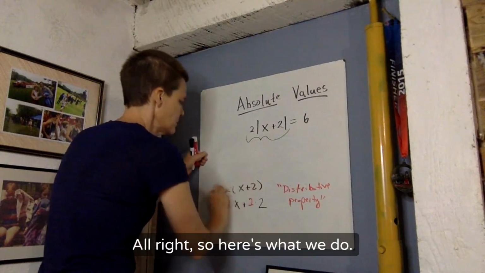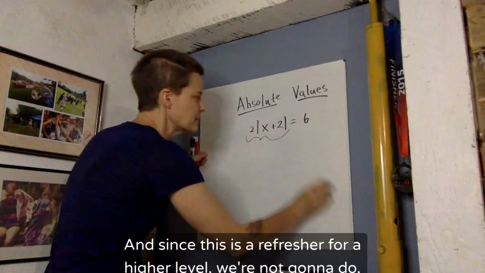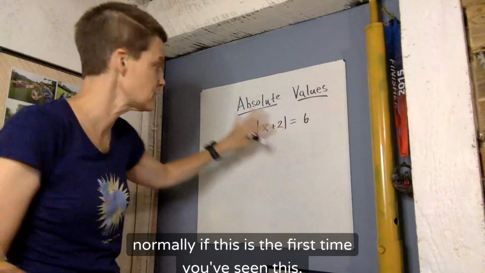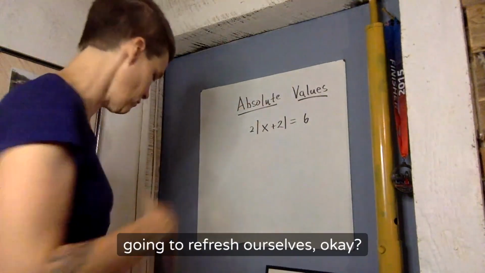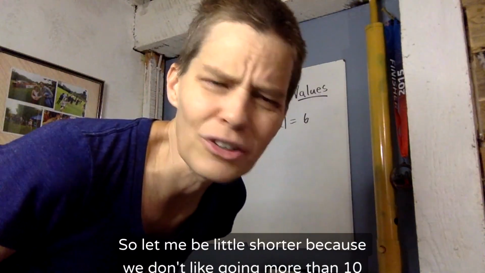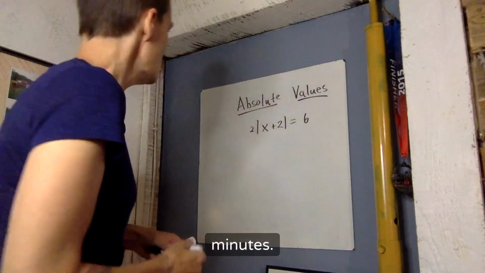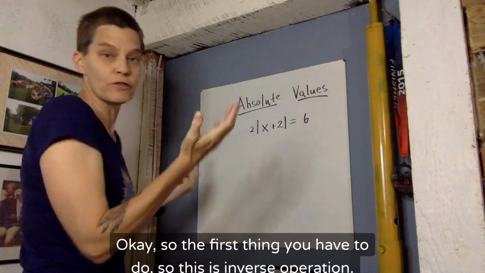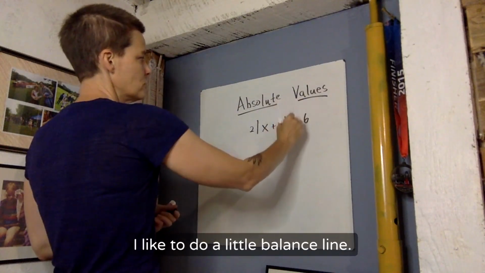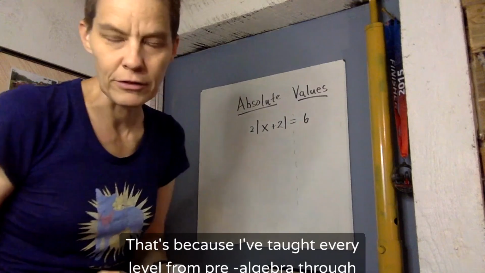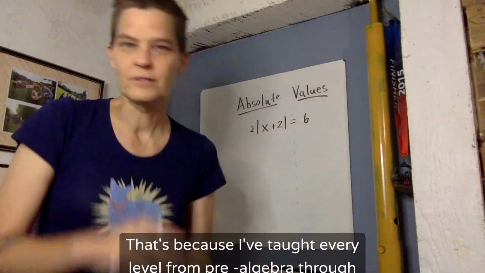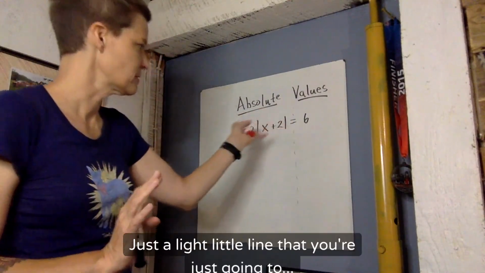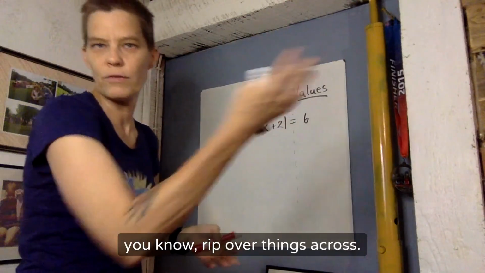All right, so here's what we do. Since this is a refresher for a higher level, normally if this is the first time you've seen this, I may have other videos that do this the first time, but we're just going to refresh ourselves, okay? This will be a little shorter because we don't like going more than 10 minutes. So the first thing you have to do, so this is inverse operation, you find your equal sign. I like to do a little balance line. That's because I've taught every level from pre-algebra through calculus, and this is just a really easy way for people to keep things on track. Just a light little line that you're going to Red Rover things across.